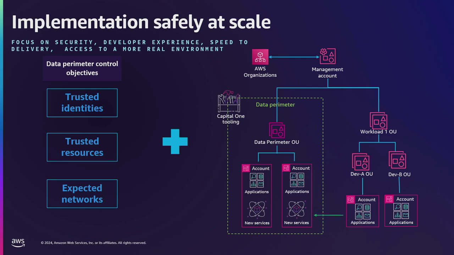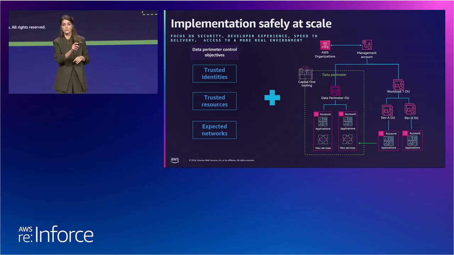Once we had this in place, we strategically moved accounts over from our normal OUs into our data perimeter OU, usually with a targeted service to enable and test. We chose services that were in high demand by the developer population and didn't have a high number of API exceptions to the AWS global condition keys.